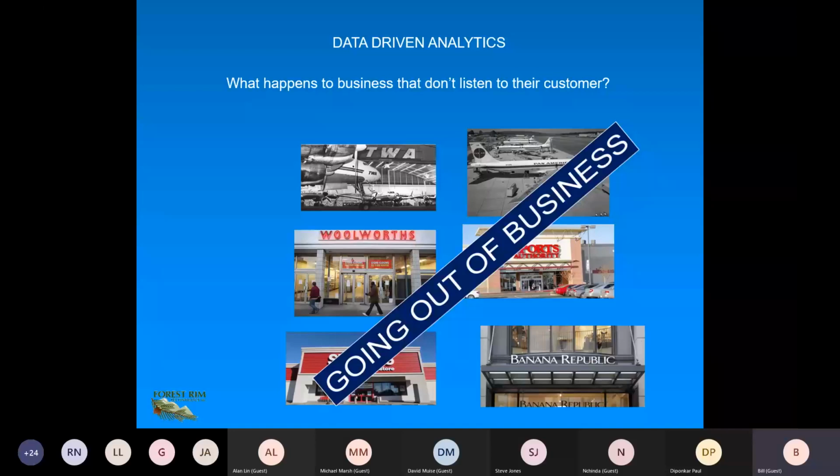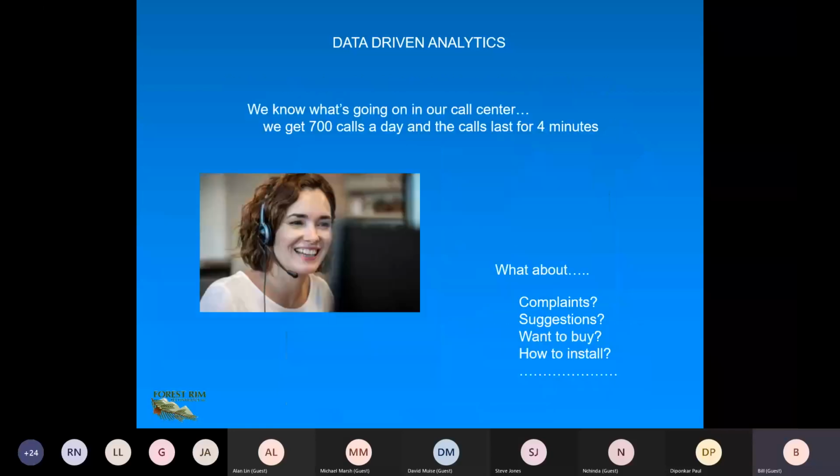And so what happens to corporations that don't listen to the voice of the customer? They are going out of business. They may not know it, but they're going out of business. So there are a lot of places where we can hear the voice of the customer. Perhaps the most obvious place where we can hear the voice of the customer is in the call center.